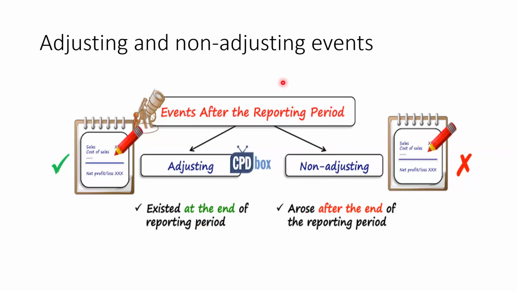So if it's clear, can I repeat the types of events after the reporting period again? It's on the screen. Adjusting event and non-adjusting event. Two types of events after the reporting period. Adjusting events are events after the reporting period that provide evidence of their existence at the end of the reporting period. But non-adjusting events are those events after the reporting period that arose after the end of the reporting period.